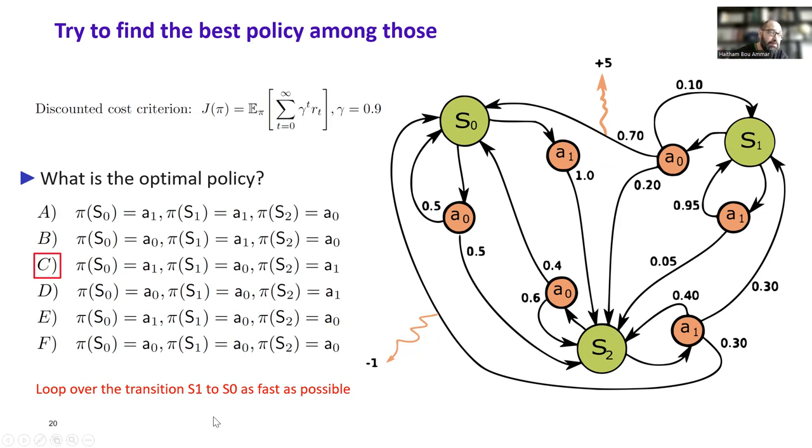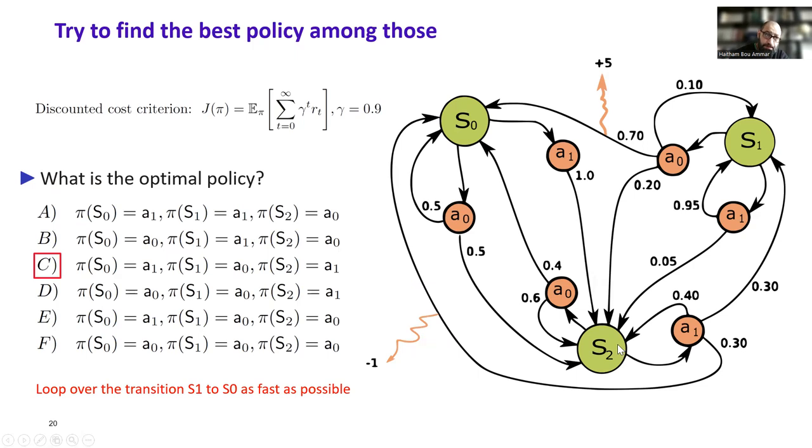Intuitively, what is going to happen is that we're going to loop from S1 to S0 as fast as possible. So what does that mean? Imagine I start from S1. If I start from S1, I can apply action A0, which would allow me to go here, and I get a plus five reward, or with low probability I can go back. But with high probability, 0.7, I can go here. That is why I can go from S1 to S0, because I can apply the action A0. And now if I am at S0, I can apply the A1 action. Pi of S0 is A1, and that would take me to S2.